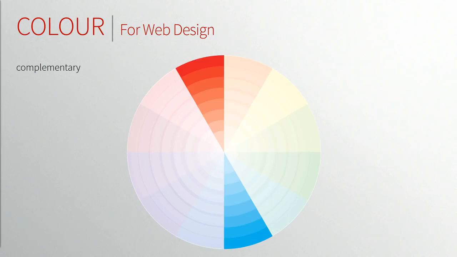So complementary colors sit opposite each other on the color wheel. Here we have our blue, here we have our red to our orange. So this is directly opposite, guys. So these are complementary. Again, you see these used quite a lot in animations.